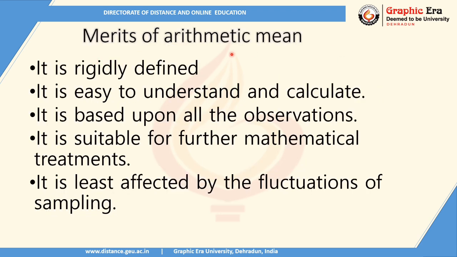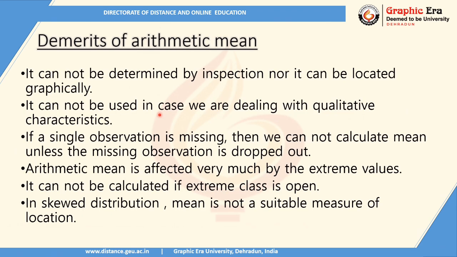Merits of arithmetic mean. So what are the merits of finding the arithmetic mean? The very first merit is it is rigidly defined. When we find the arithmetic mean, it is a purely defined term. It is easy to understand and calculate. It is based upon all the observations. It is suitable for further mathematical treatments, and it is least affected by the fluctuation of sampling. It is already discussed in the previous slides.